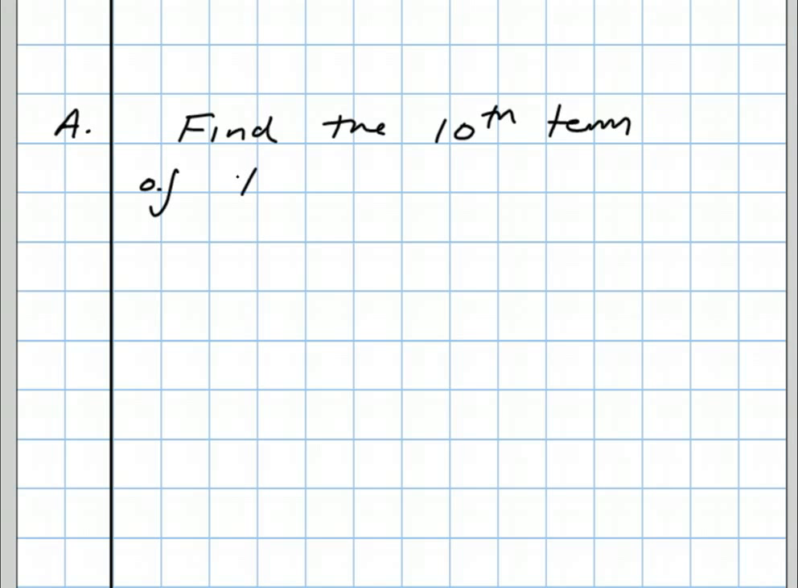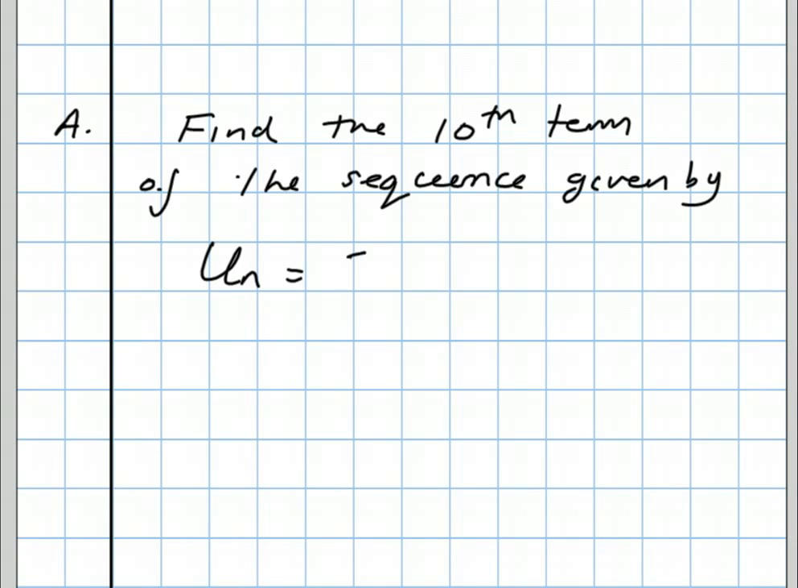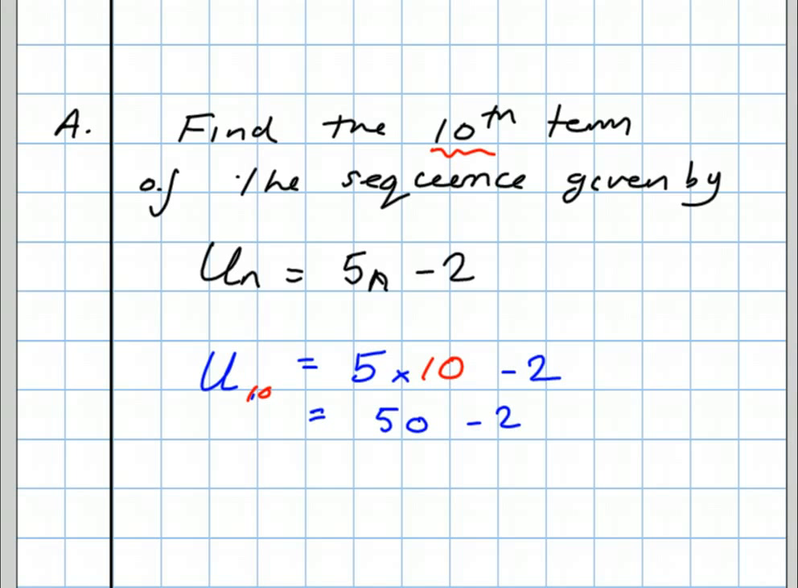Okay, now, how do we use these? Here's a typical question. Question A. Find the 10th term of the sequence given by un equals 5n -2. So we're going to find the 10th term. We substitute the value 10 into this expression, replacing n. So the 10th term equals 5 times 10, take away 2. From BIDMAS, we do the multiplying first. 50 take away 2 equals 48.